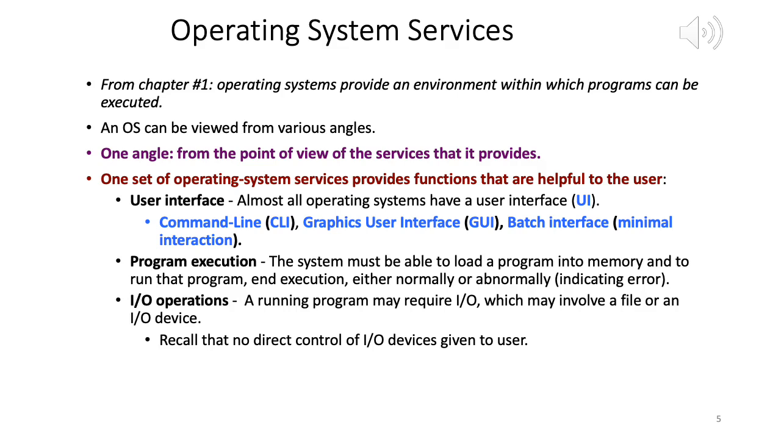Okay. Another service is I/O operations. A running program may require I/O, which may involve a file or an I/O device. And do recall from the earlier chapter that for the sake of security, no direct control of I/O devices is given to the user. So any I/O interaction has to pass through the operating system, which will verify it and regulate it. Okay, so that's a third service, I/O operations.